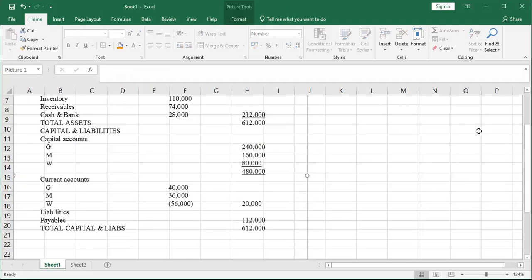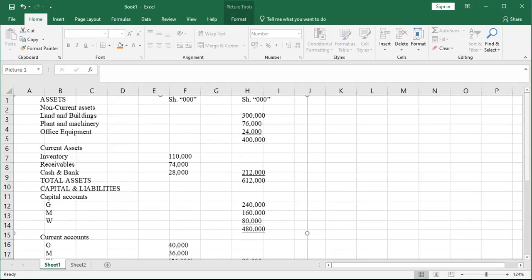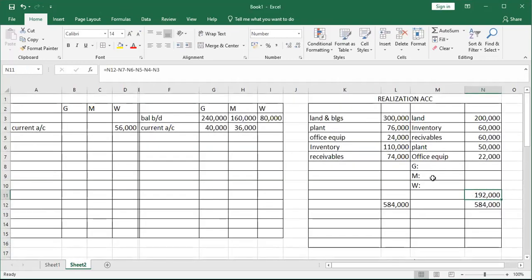Now, this 192, we'll have to remind ourselves that these guys were sharing profits and losses in the ratio 3:2:1. So when we share these 192 in the ratio 3:2:1, what do we get? G takes 96,000. Murray takes 64,000. And this other fella, Wilkins, takes 32,000.